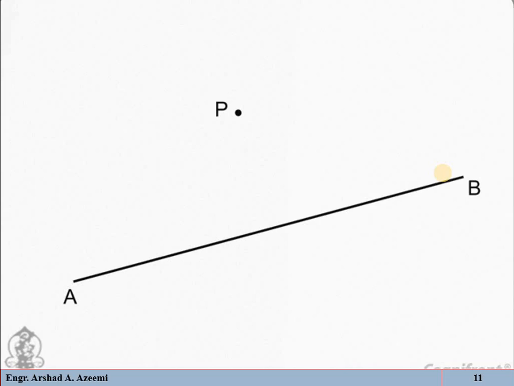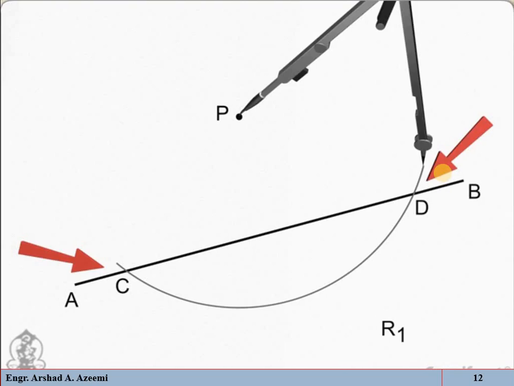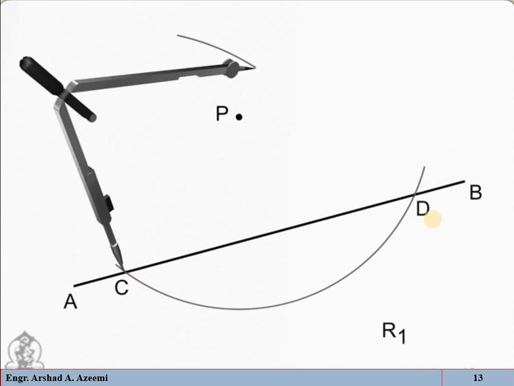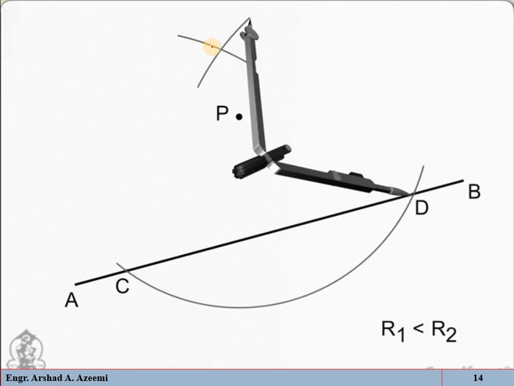Using a compass, with P as center, draw an arc of any radius, which will cut the line AB at two points C and D. Now with centers C and D, mark the arcs. With center C mark an arc, and with center D mark an arc.